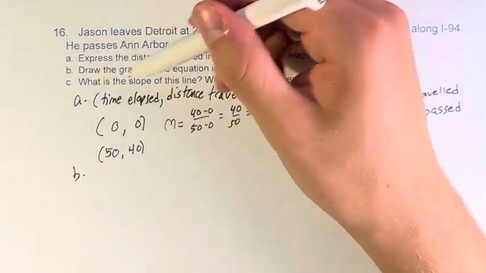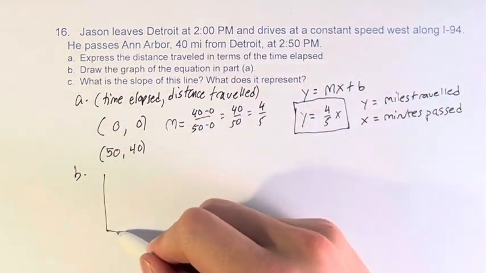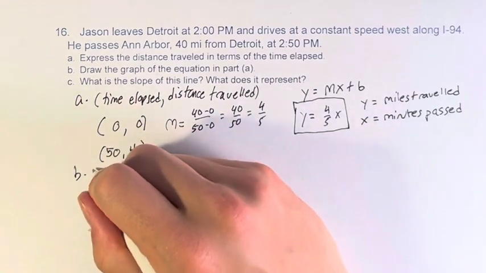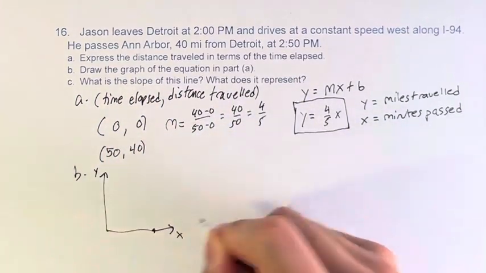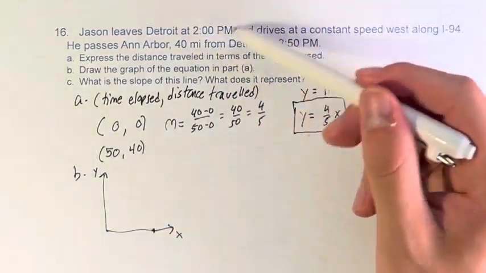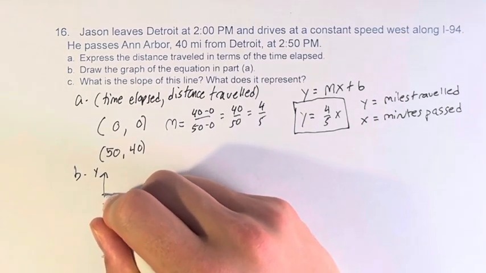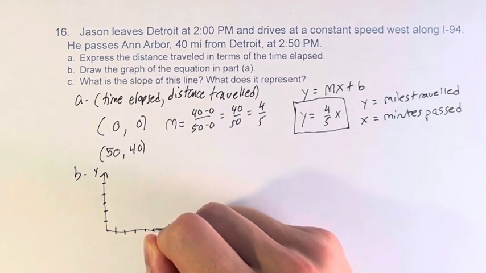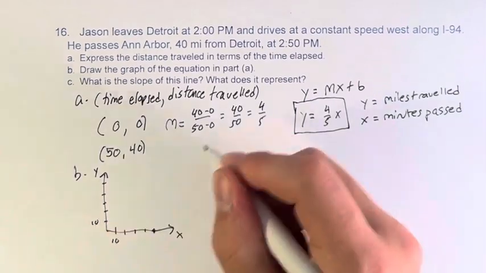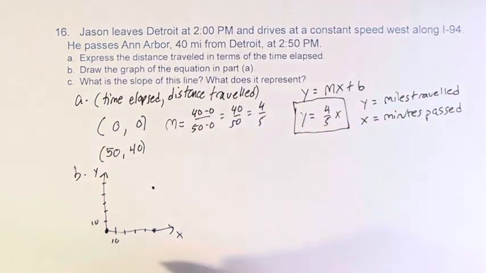In part B, we're asked to draw the graph of the equation in part A. We are graphing y over x. And notice that I'm only using the first quadrant, right? These things can't be negative. Time can't be negative. Distance can't be negative. 1, 2, 3, 4, 5. Marking every 10. We go from 0, 0 to 50, 40. And this is our equation expressed in a graph right there.